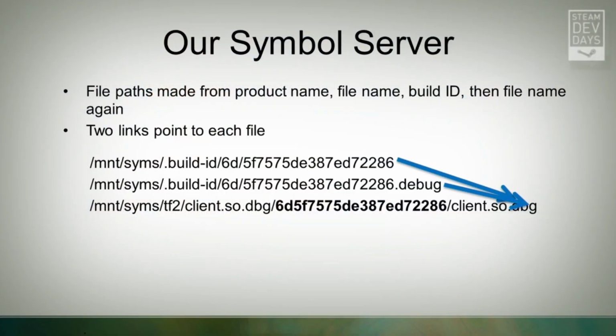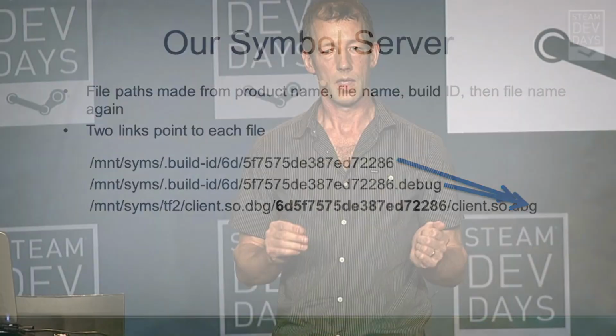All that matters is that there are 2 links pointing to each file, and those links have to be in the format that GDB is expecting. This is magic. If you're doing Linux development and you're not using these symbol servers, you're making your life more difficult than it needs to be, so now you know how to fix it.